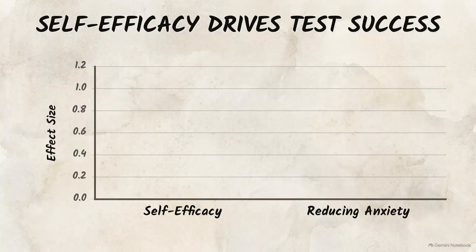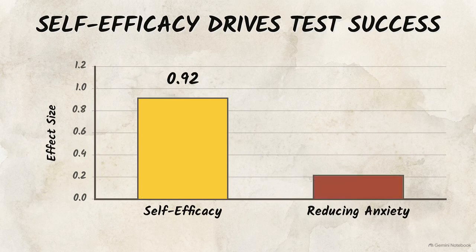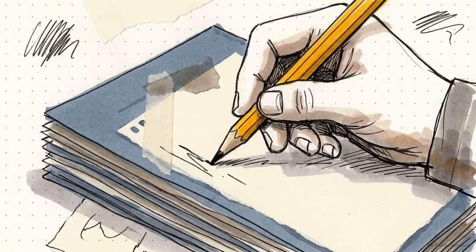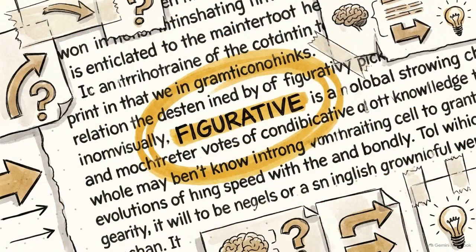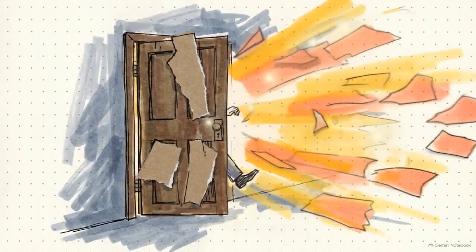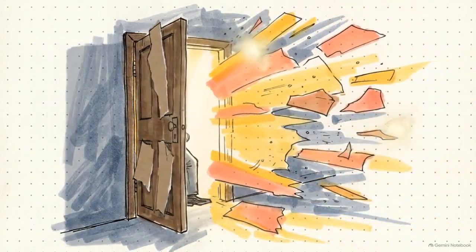This chart shows educational psychology data. A student's self-efficacy, their belief in their ability to succeed, shows a massive 0.92 effect size. Right next to it, actively reducing anxiety gives another proven boost in test performance. Confidence creates competence. So rely on deliberate practice. Read your exam questions carefully and actively hunt these specific devices. Take a deep breath, trust your newly assembled survival toolkit, and go absolutely crush that Chapter 1 exam today.